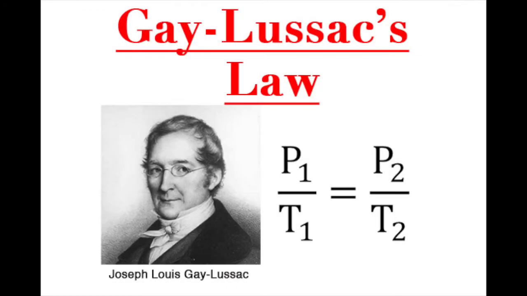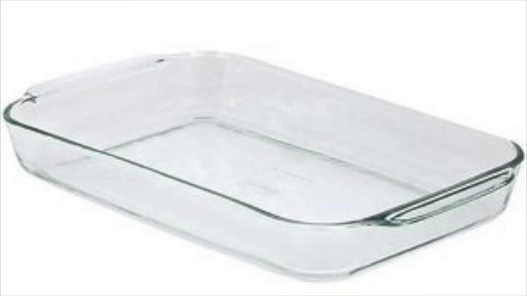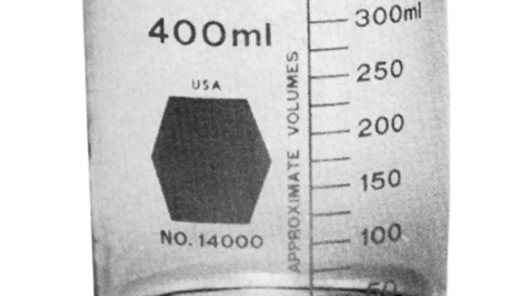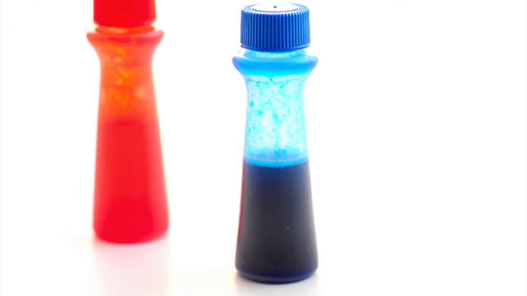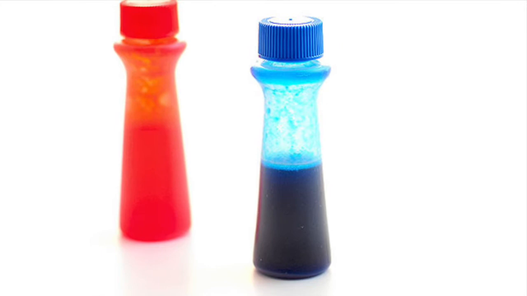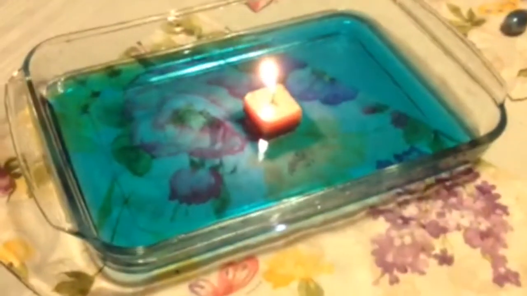The second law listed is Gay-Lussac's law, also referred to as the pressure temperature law. In this experiment, we'll need a few candles, a clear baking pan, a beaker or a glass cup, a lighter, water, and optionally some food coloring to show where the water is in our experiment. A candle is placed in a clear dish full of blue water, lit, and covered by a beaker or glass cup of some sort that is able to cover the whole candle itself.